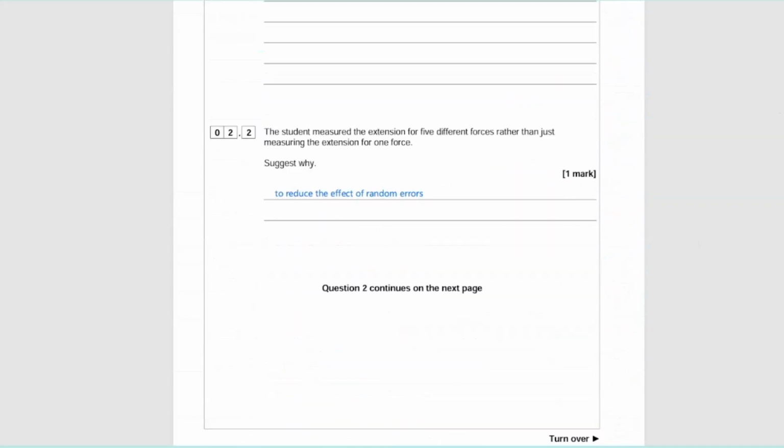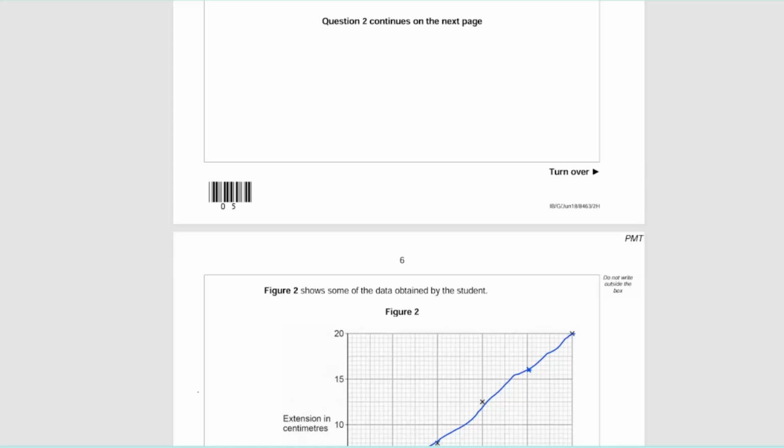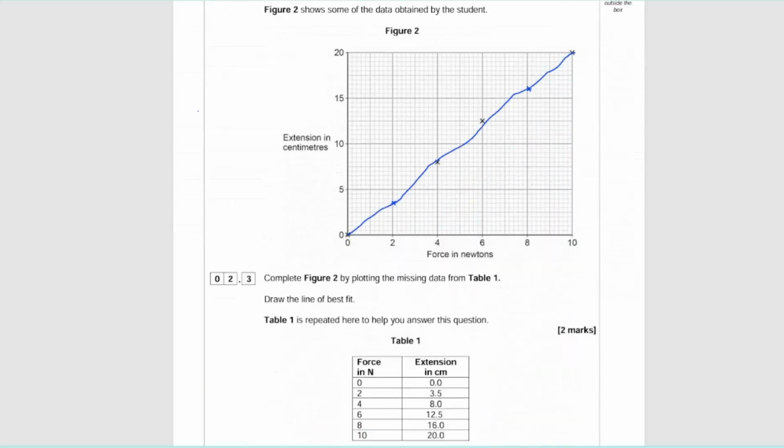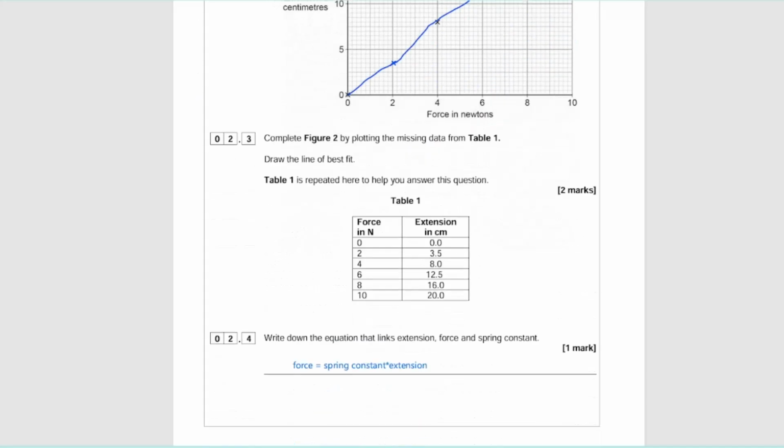And then we're asked why the student measured the investigation for 5 different forces rather than just measuring the extension of one force. And this is to reduce the effect of random errors. And then we're shown some of the data obtained by the student, and we're asked to plot the data and draw a line of best fit. Obviously, you just put the data on as I've done, and you'd use a ruler to draw your line of best fit, but I don't have a ruler on this PDF editor, so it will have to do. But yeah, you get the idea.